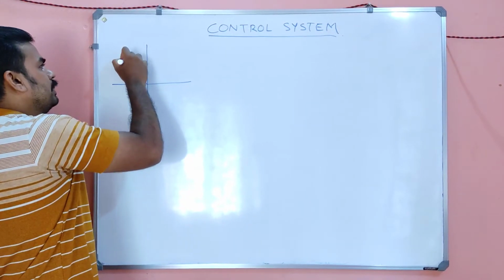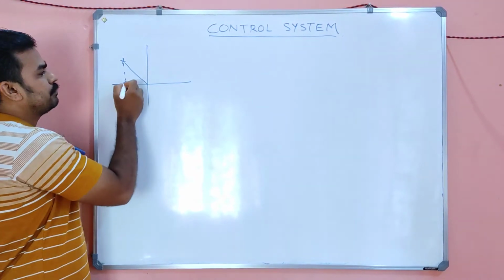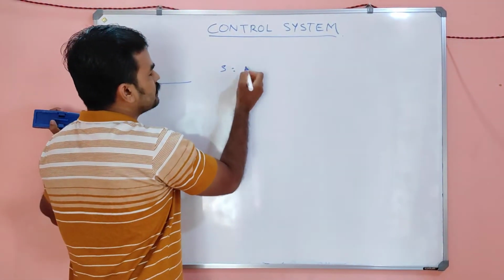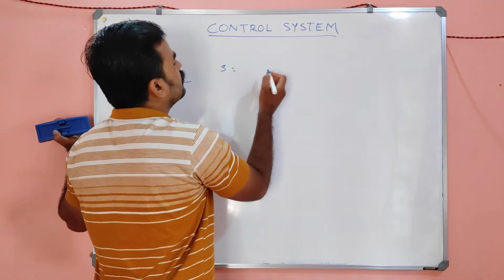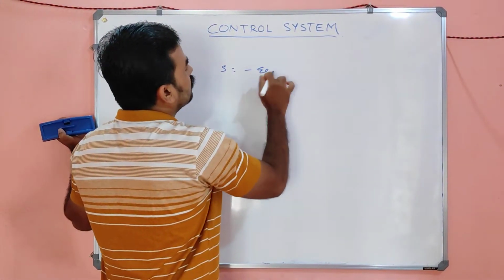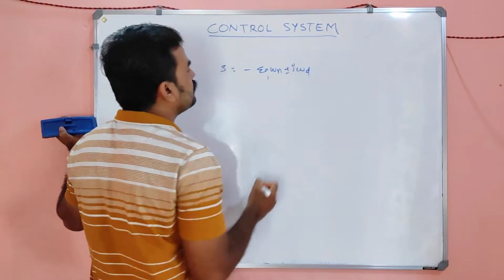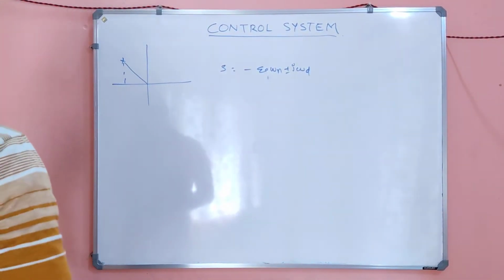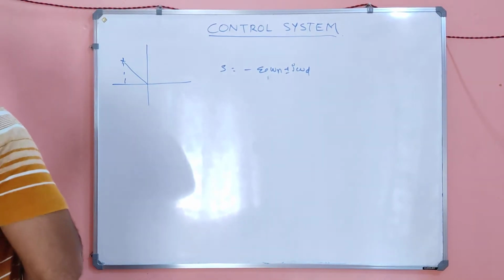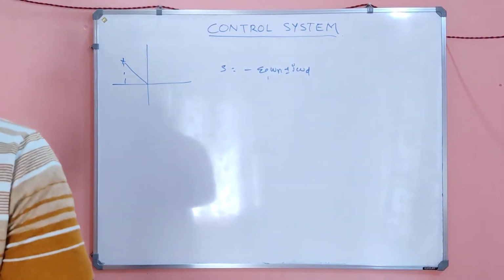Suppose here is a pole. We have the relation, right? s is equal to, what was that relation? Minus zeta omega n plus or minus j omega d. Am I right? Minus zeta omega n plus or minus j omega d. This was our equation, right? This is the solution for s.